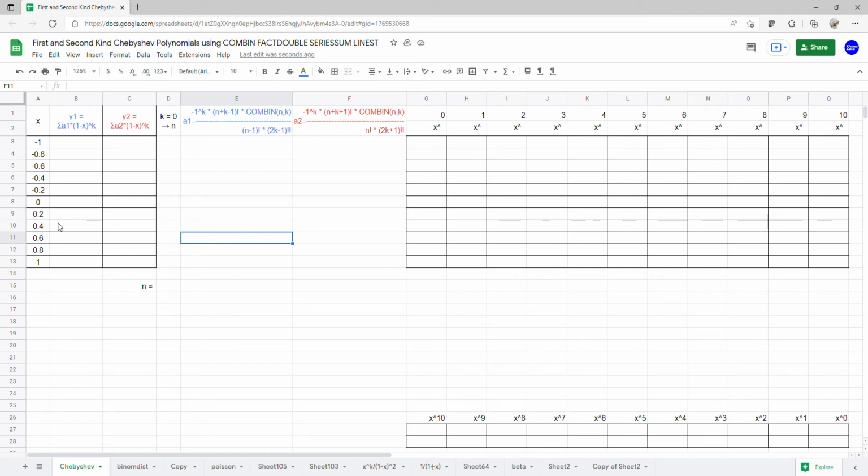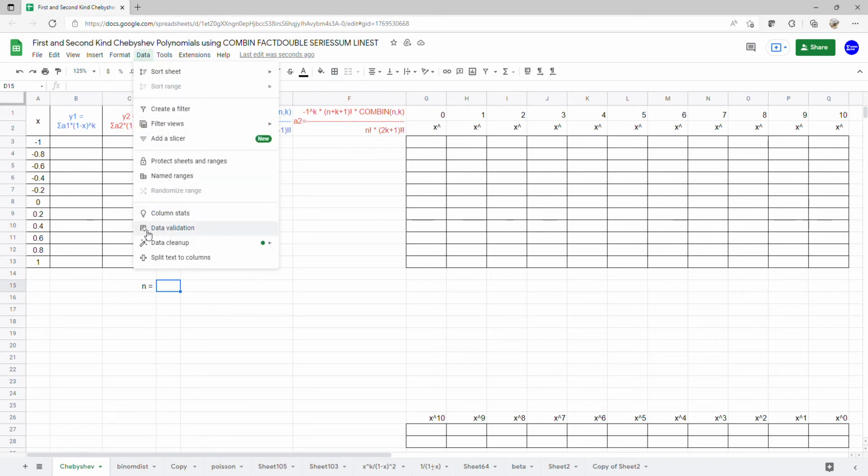In this video, we will generate the trendline and polynomials of the first and second kind Chebyshev polynomials using combine and double factorial. Here we have the Taylor series expansion, the expansion coefficients of the first kind, and the expansion coefficients of the second kind. Our value k will be from 0 to n, and our value for n is from 1 to 10.